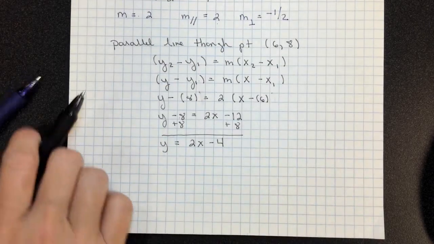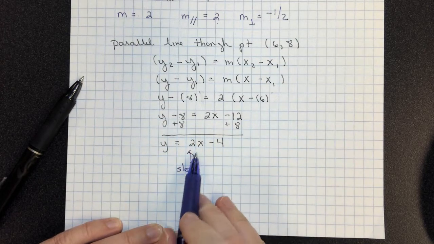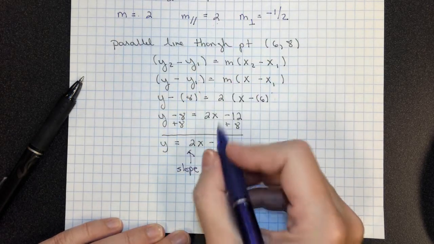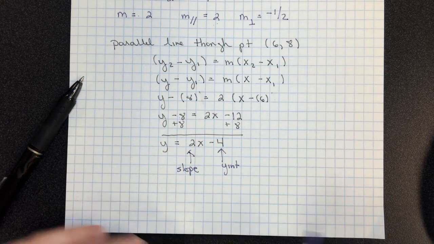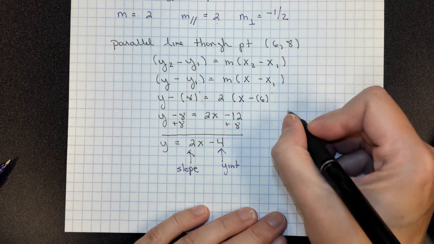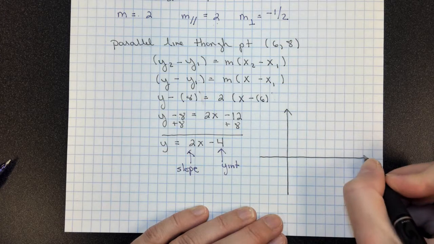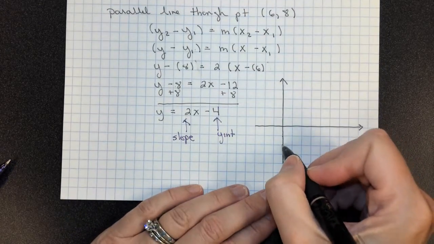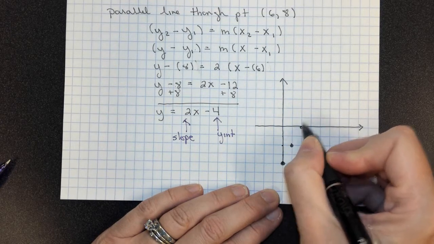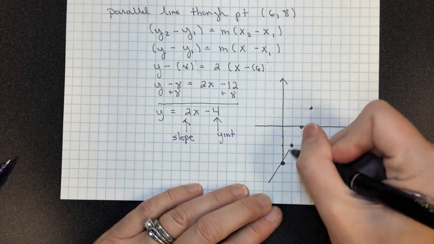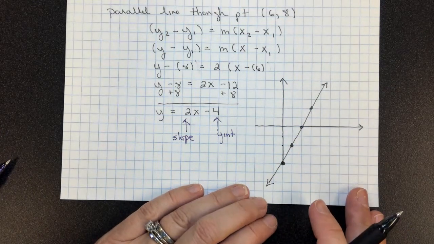Remember that this is the slope, so I should be finishing exactly with what I started with, which I did. And this portion is the y-intercept. All right? If I were to graph this right now, I would go down 4, 1, 2, 3, 4. I would go up 2, right 1, up 2, right 1, up 2, right 1. And that would be the equation of the line.